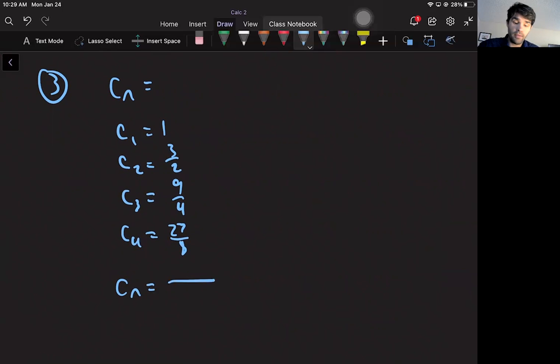Well, the bottom is just powers of 2. So this is 2 to the 1. This is 2 squared on the bottom. This is 2 cubed on the bottom. So it's always 1 less than the index. And then on the top is powers of 3.